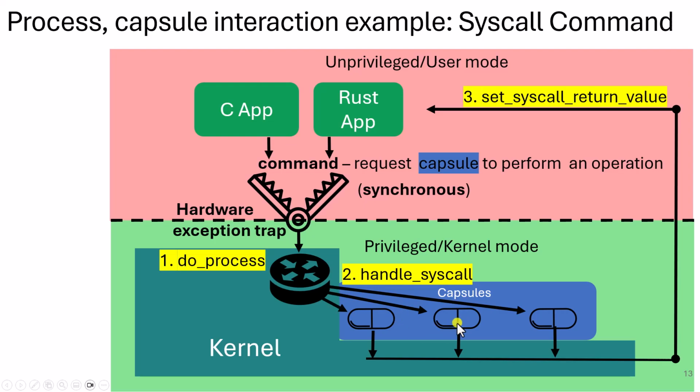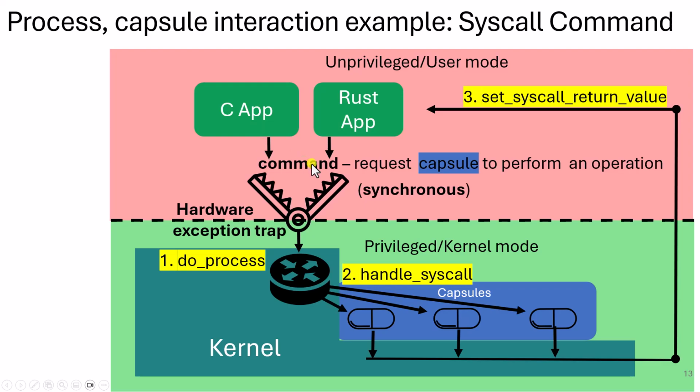Once that occurs, when the capsule is done with that command, it returns a value with the set syscall return. This loop is important because this is a synchronous call. A lot of the calls are asynchronous, in that the process can set it up and it'll get a callback later when it's done.